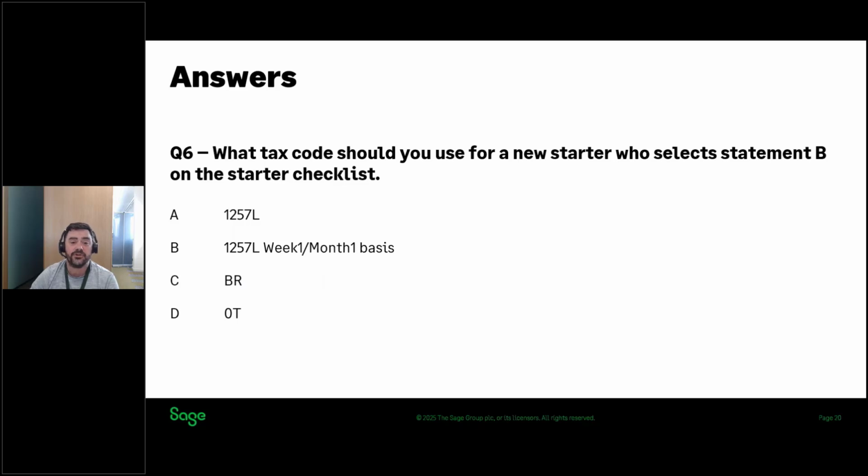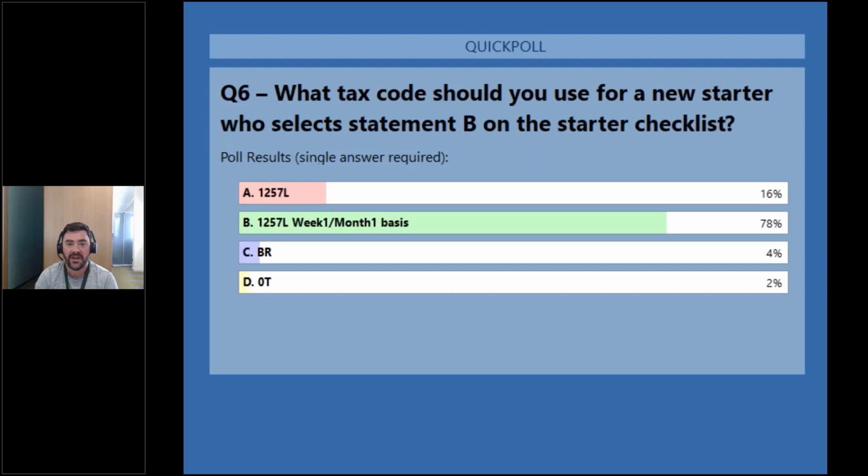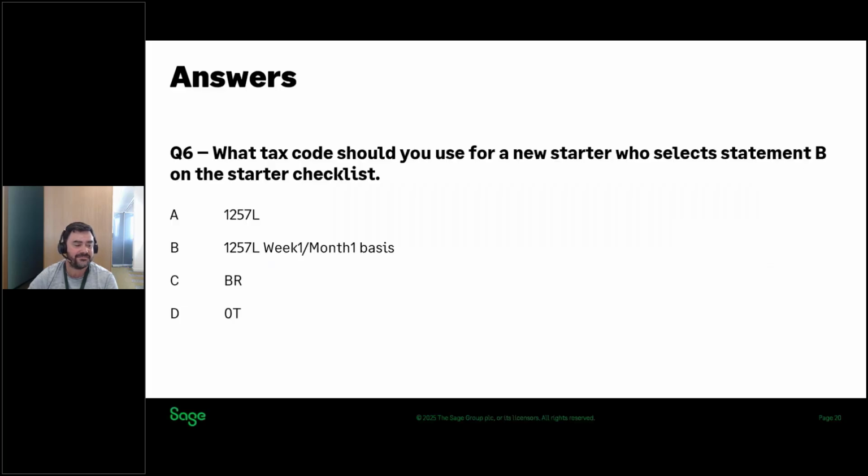Question 6 was what tax code should be used for a new starter selecting statement B. So let's see what you said to that one. So we've got the majority going for answer B, which was 1257L on a week 1, month 1 basis. 16% going for answer A, which was 1257L. Let's have a look at the correct answer. And for statement B, it is answer B, 1257L on a week 1, month 1 basis.